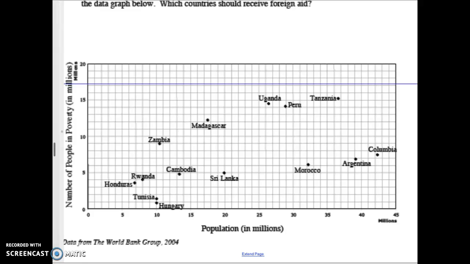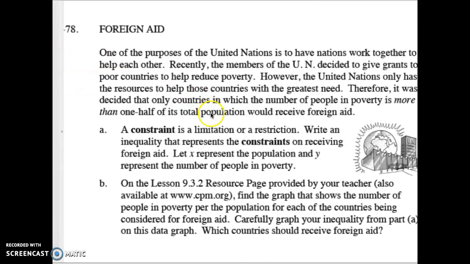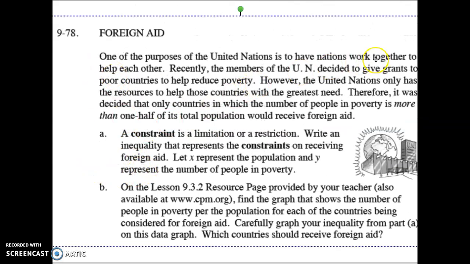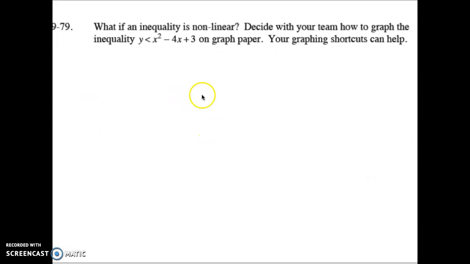Perfect. Now we're back. I'm glad you were able to pause and get that down. So now you should be able to answer both question A and B on this one and graph that. So please do that at this point. Now that you're done with question 78, 79, you need to graph this parabola on graph paper.